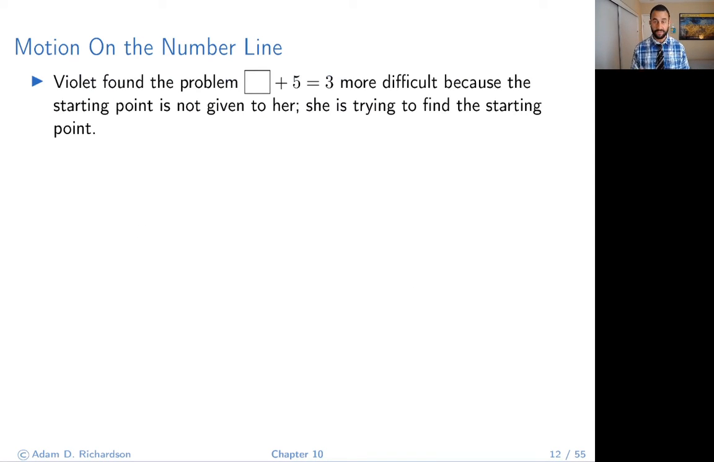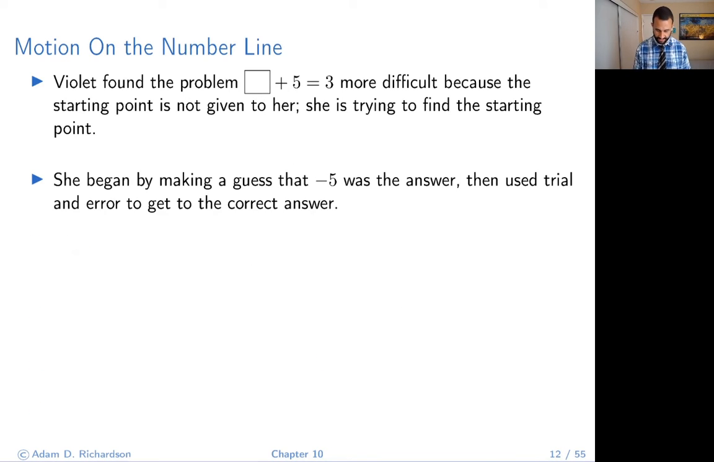However, she found this problem to be more difficult because the starting point is not given to her. This is interesting because she's still trying to figure out exactly where these numbers are and what this problem is actually asking her to solve. So this is a missing addend problem, right? It's missing one of the terms of the sum. What she did was start by guessing that negative 5 was the right answer, and then realized that couldn't be right because that would just cancel out to 0. So then she started to use trial and error. So she probably went like so.